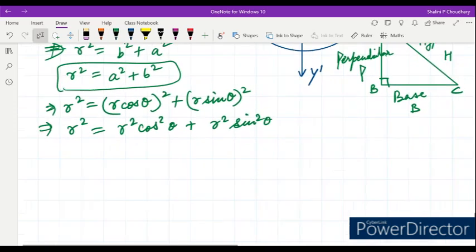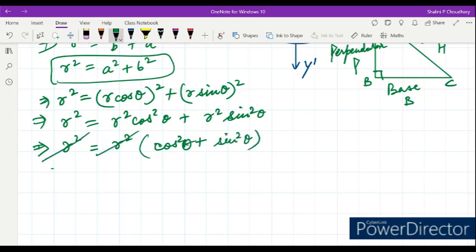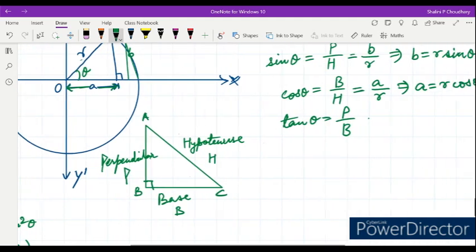So can we take r common from both the sides? This is r square, r square we can take common. So what value will we get? We'll get cos square theta plus sine square theta, right? So r cancels. So what we are getting is cos square theta plus sine square theta is equal to 1. Are we getting this?